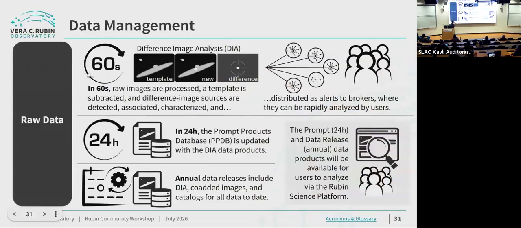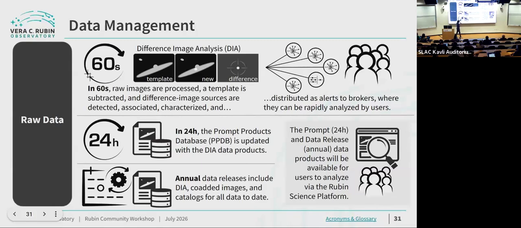So this slide goes through what is the actual process once we take an image and where you can get all of the data. Once a raw image is taken, within 60 seconds, those raw images are processed and compared to templates, which are the high quality co-added images of the night sky. We compare and look for all the differences, and we find all the things that change and label them as difference imaging sources, or DIA sources. Those ultimately then go to alert brokers. There are 6 alert brokers that you can use to look at those alerts.